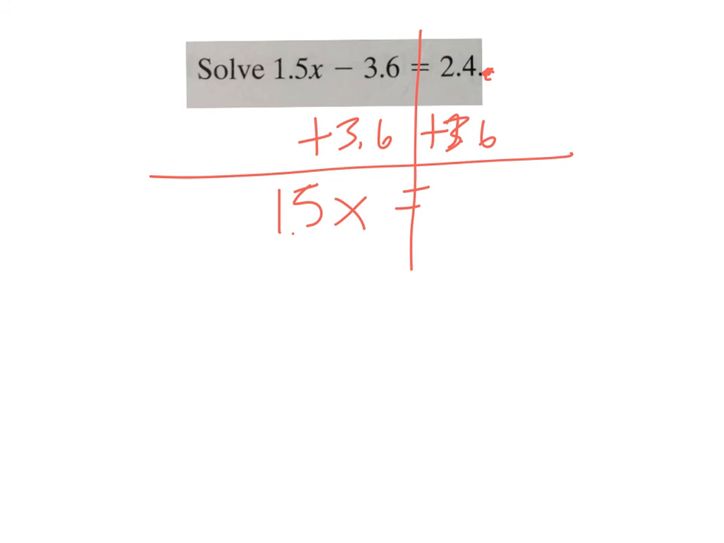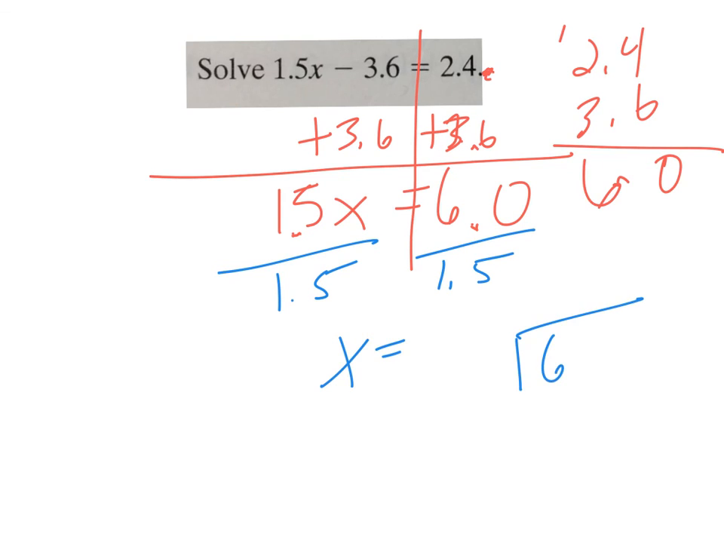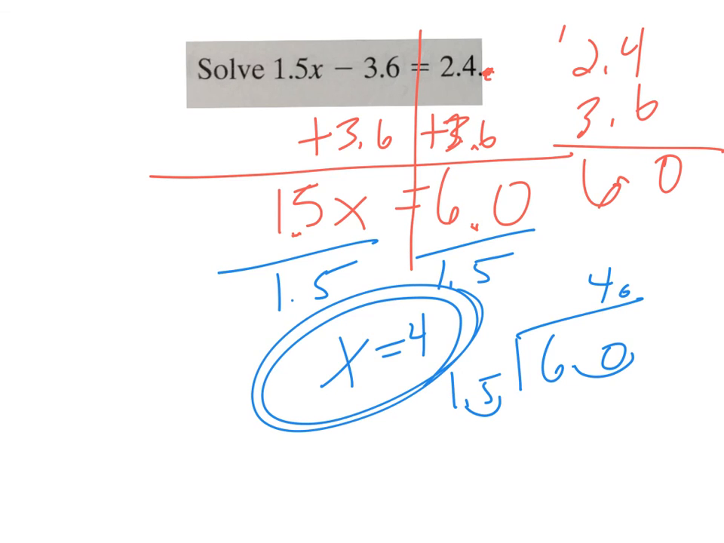Stuff's tough to write on sometimes. 1.5x equals, okay, so I've got 2.4 plus 3.6, right? Bring down your decimal. 6 and 4 is 10, carry the 1. 6, right? We get 6 there. So 6.0. Now we have to divide off that 1.5. And I like to show my division as a fraction. I don't care how you show it. X equals, so I've got 6.0 divided by 1.5. Bump the decimal. 15 is 60. Oh, that's exactly 4 times. There you go. So X is 4 on the one you're supposed to work yourself.